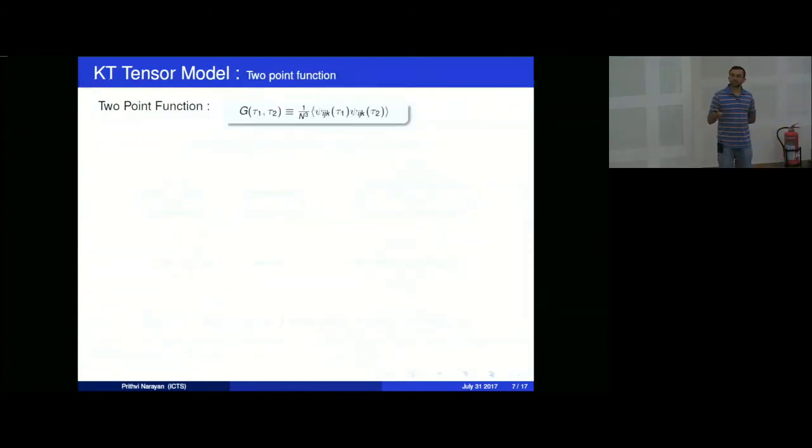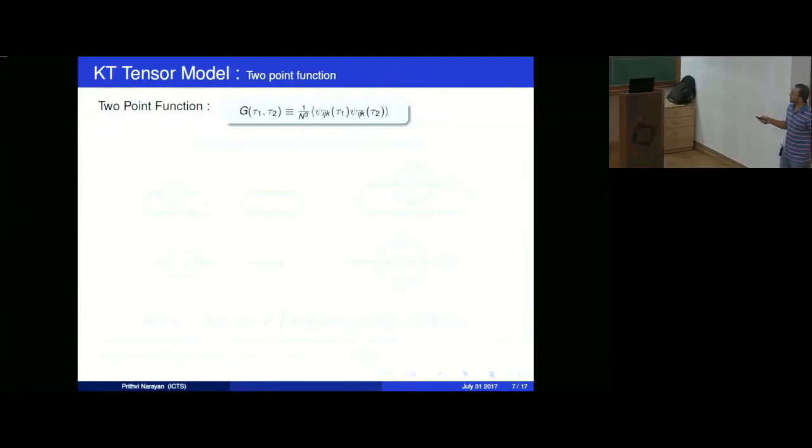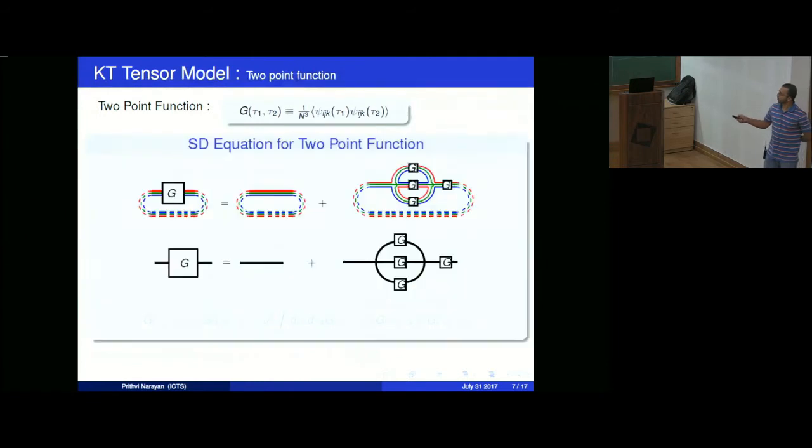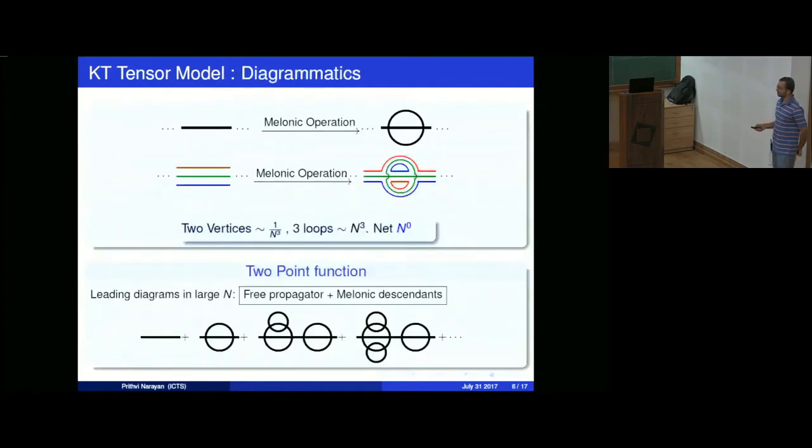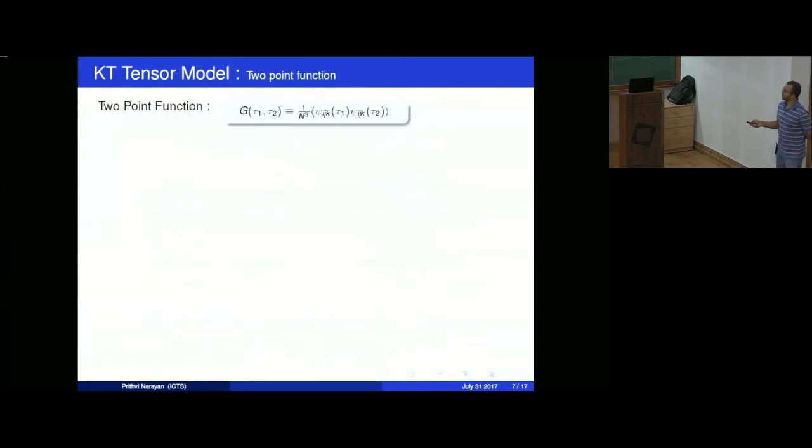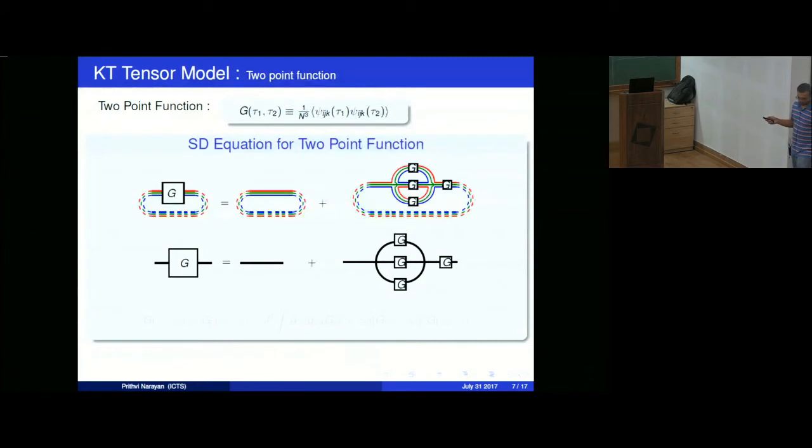Here is the 2-point function that one can compute. Psi I j k, psi I j k, all 3 indices are contracted here. And this scales like n cube to leading order, but you can actually do an exact computation. So I showed you some set of diagrams. This can actually be resummed to give you a nice closed recursive equation for the Green's function.